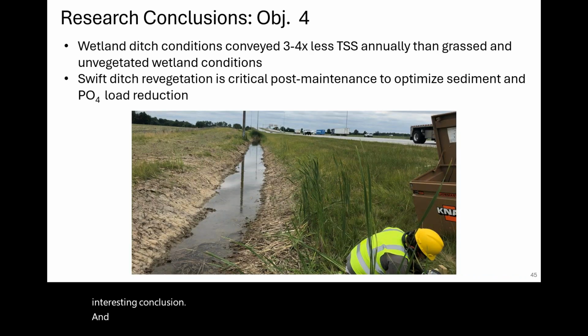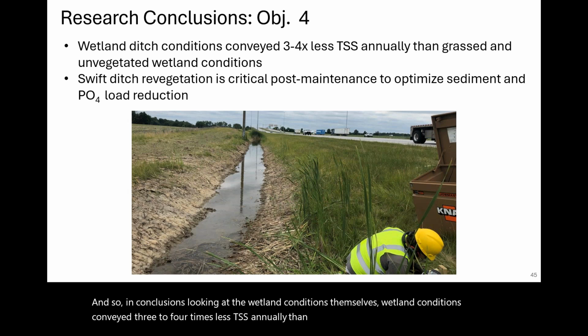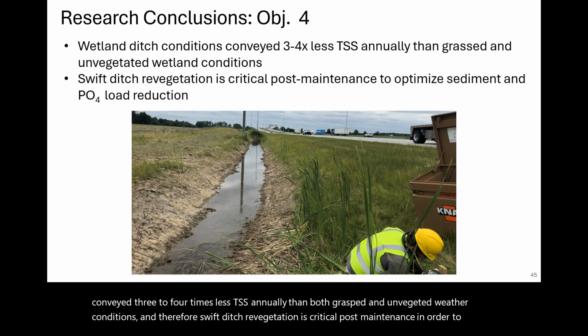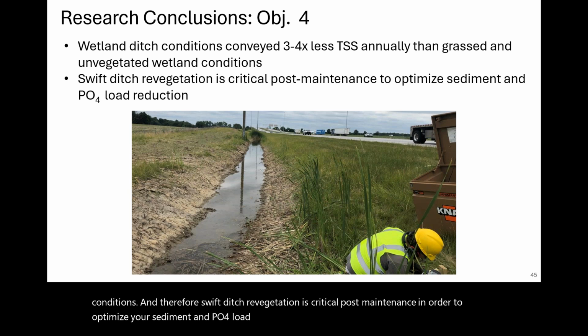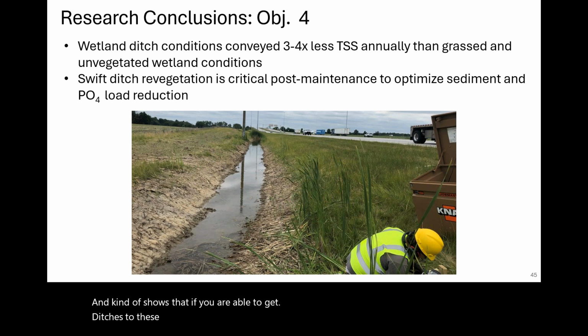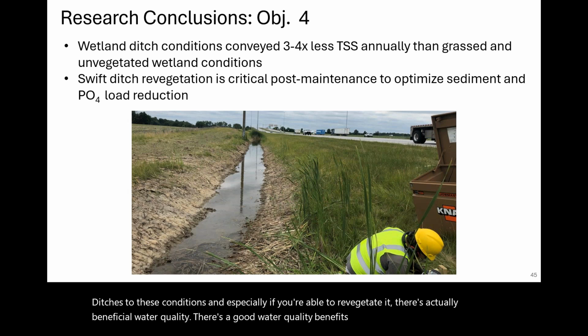Looking at the wetland conditions themselves, wetland conditions conveyed 3 to 4 times less TSS annually than both grassed and unvegetated wetland conditions. Therefore, swift ditch revegetation is critical post-maintenance in order to optimize your sediment and PO4 load reduction. The wetland ditch by far outperformed both grassed and unvegetated wetland conditions, and shows that if you are able to get ditches to these conditions, and especially if you're able to revegetate, there are good water quality benefits to having this wetland vegetation.